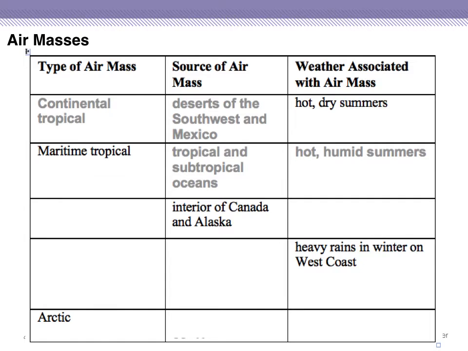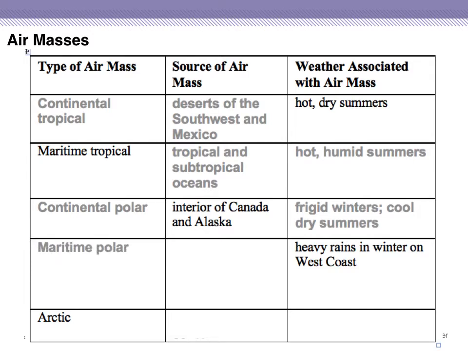Now, which one comes from the interior of Canada and Alaska? That would be a continental polar because it's in the northern part, and the type of weather you get from a continental polar is cold, cold winters and cool, dry summers. The last that we'd like to talk about is heavy rains in the winter on the west coast. Well, those are coming from maritime polar. And the sources are the cold waters of the North Atlantic and the North Pacific.